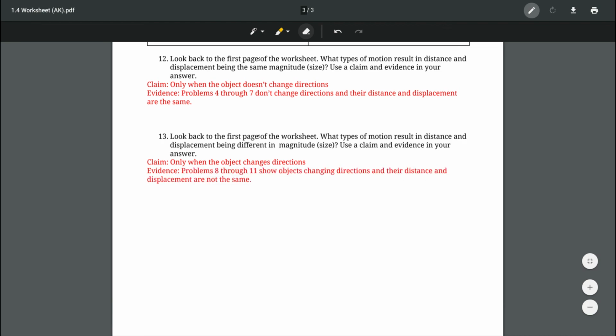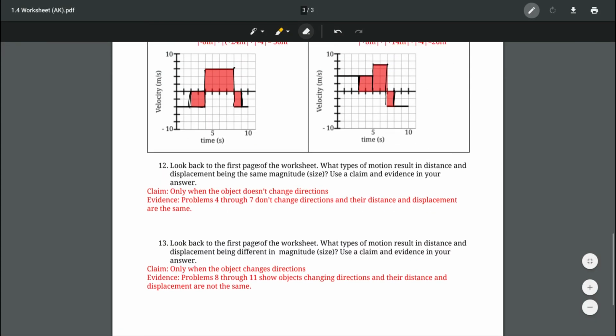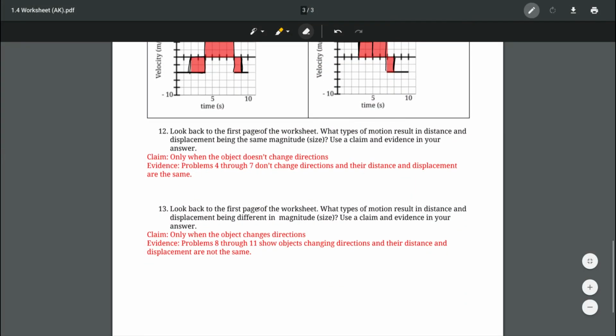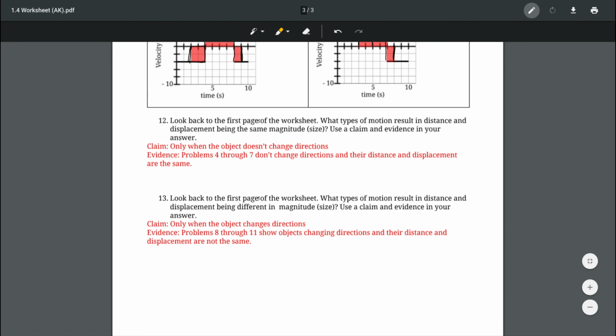And then those numbers 8, 9, and then 10 and 11, which are just modified versions of those, they all have an object that changes direction, and therefore their distance and displacement numbers are different magnitudes.